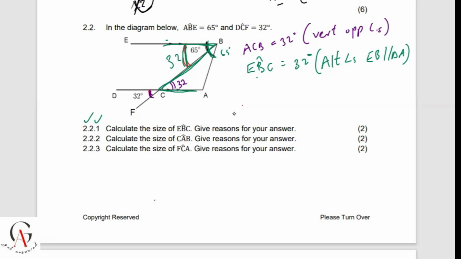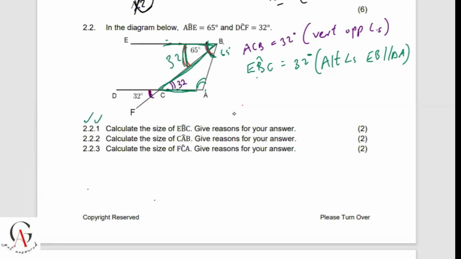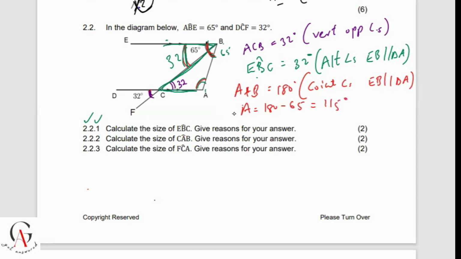2.2.2, they want the size of CAB. CAB, this angle here. So they want the angle A. So angle A, I'm going to combine it with the 65 because I know that these two will form co-interior. So A plus B must give me 180 degrees. Those are co-interior angles because EB is parallel to DA. Okay, but since our B is 65, which means my A is going to be 180 minus 65. When I punch that into my calculator, I'm getting 115 degrees. So that is 2.2.2.